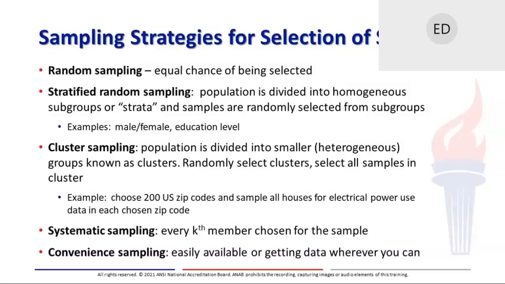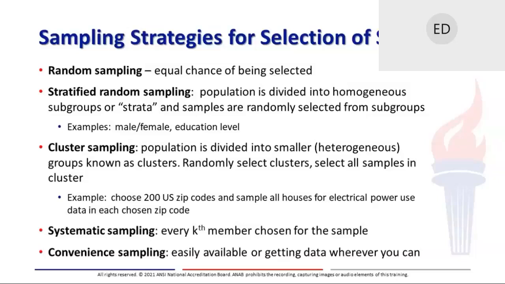Sometimes we don't do random sampling. We might do something called stratified random sampling. In this case, we have a population and we divide that into homogeneous subgroups or strata. And then the samples are randomly selected from those subgroups. Some examples of the subgroups could be we could divide the population into male versus female, or education level from high school to BS to master's to PhD. And then within those strata, select samples randomly to test.